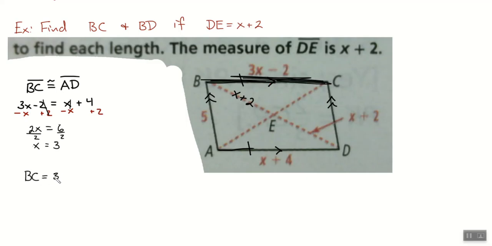BC is 3x, and I'm going to put parentheses here, minus 2. What did we just say x was? And what's 3 times 3? Minus 2? Check it out. 9 minus 2 is 7. BC is 7. There's one of our answers. Now, they don't specify here. I'm just going to call it units. Cool.